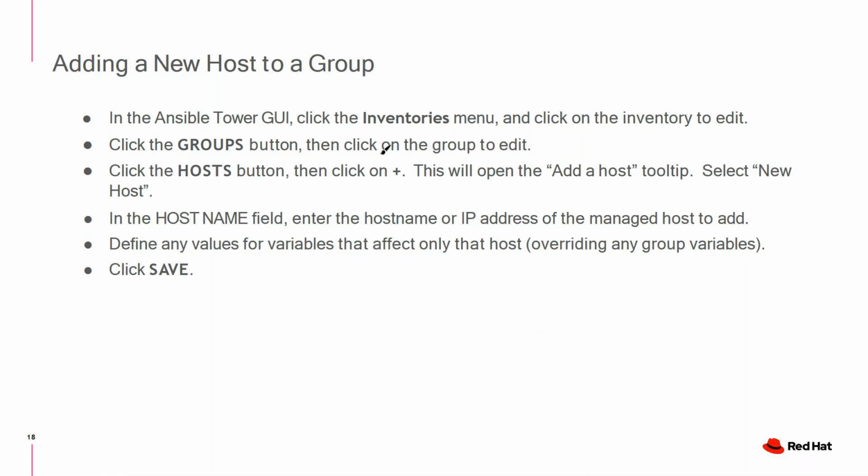Adding a new host to the group. In the Ansible Tower GUI, graphical user interface, click on the inventories menu, click on the inventory to edit, and click the groups button, then click on the group to edit. Click the host button, then click on the plus button. This will open an add a host tooltip. Select a new host. In the host name field, enter the host name.